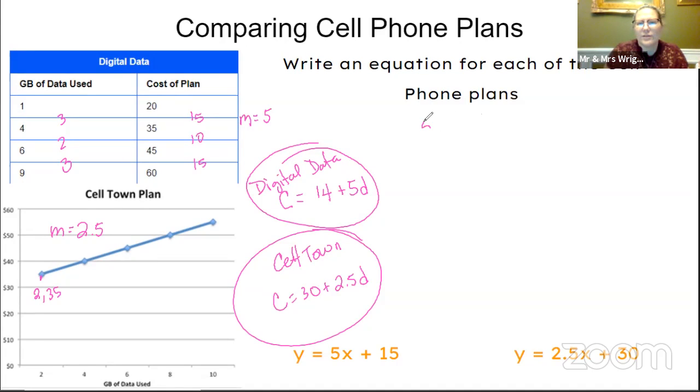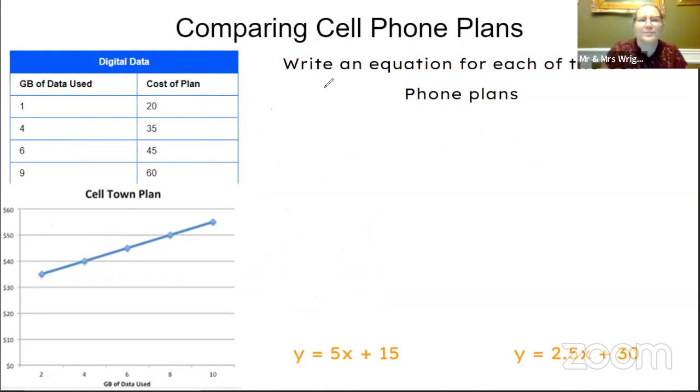If I knew it was 5 times data plus what equals 20, right? So if I had 1 in here, 5 plus what equals 20? I don't know how I got 14, probably because I didn't use my calculator or I just wrote it down wrong. But 5 plus 15 is 20. So this should say 15 plus 5d is the formula, or 5x plus 15 is the formula.